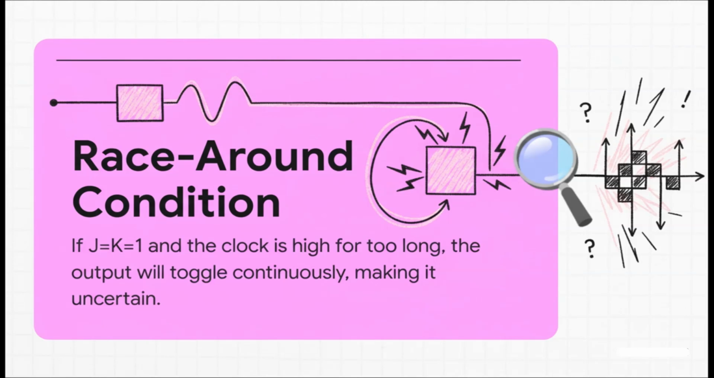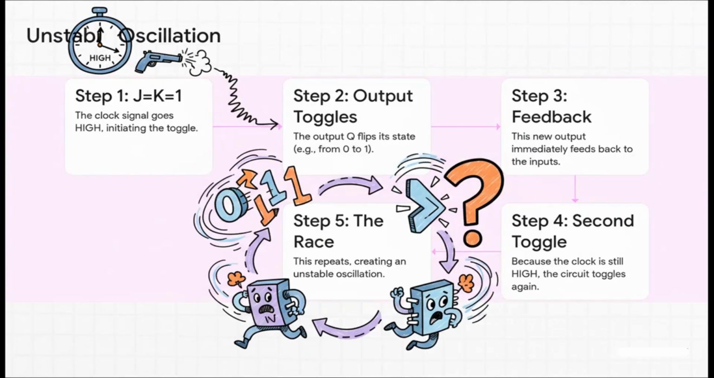See, that new toggle feature had a fatal flaw. If the command to toggle was held for just a tiny fraction of a second too long, the output would toggle, and that new output would feed back to the input and tell it to toggle again, and again, and again, totally out of control. So let's break that down.